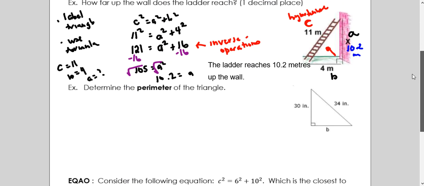All right, I've got to find the perimeter. Well, that's the distance around the outside.